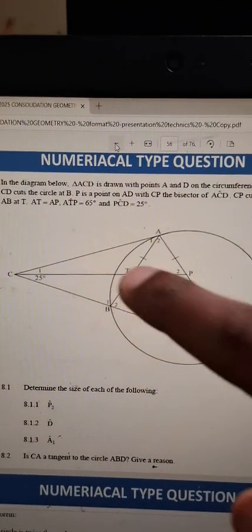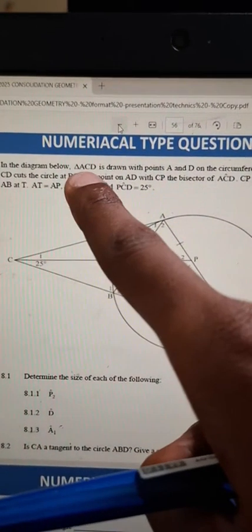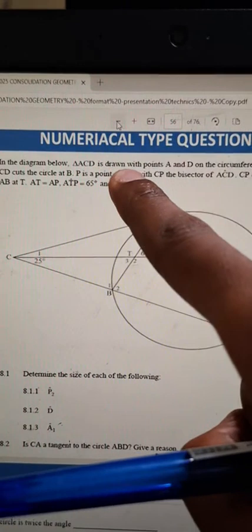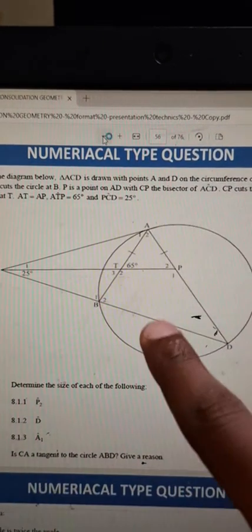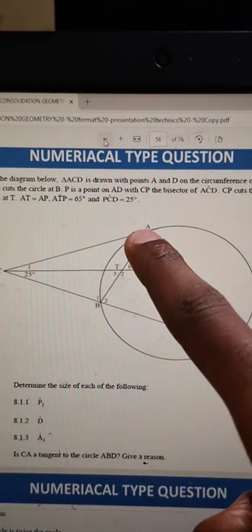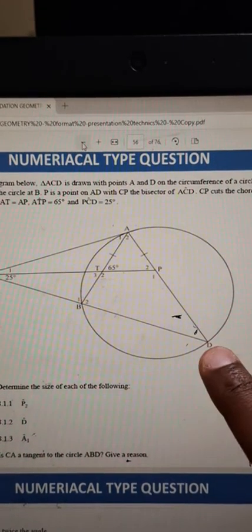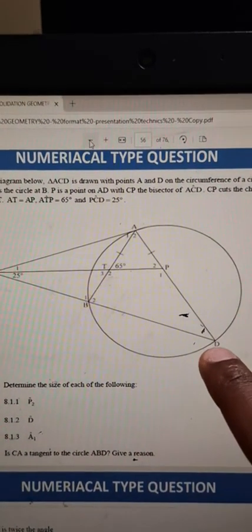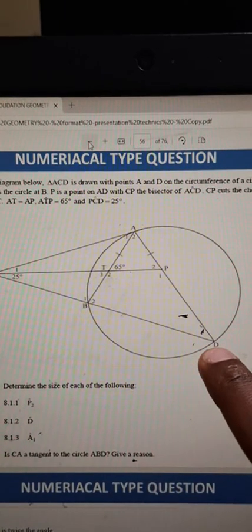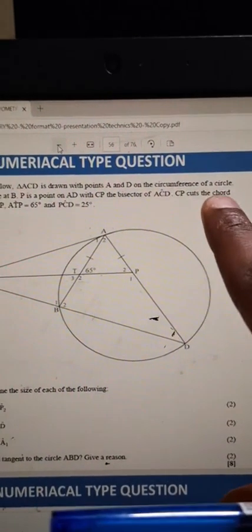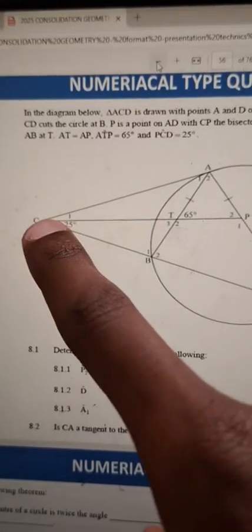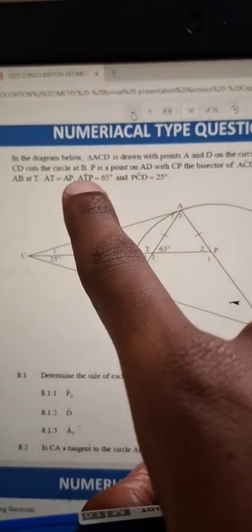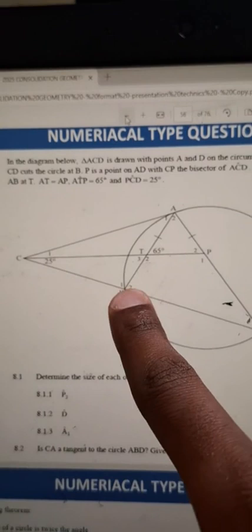Okay, so I'm just saying, when you read the statement, there are keywords here. Triangle ACD is drawn with points A and D on the circumference of the circle. Then CD, where is CD? What does it do? It cuts the circle at B.